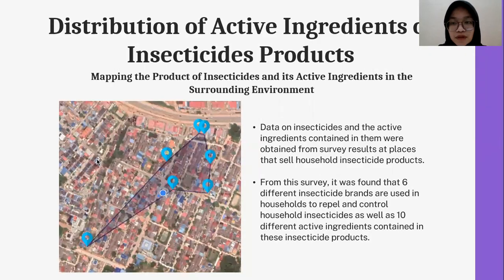And here is the mapping of the products of insecticides and their active ingredients in the surrounding environment. Data on insecticides and the active ingredients contained in them were obtained from survey results at places that sell household insecticide products. From this survey, it was found that 6 different insecticide brands are used in the household to repel and control insects, as well as 10 different active ingredients contained in these insecticide products. Each brand of the insecticide product has a different mix of active ingredients.